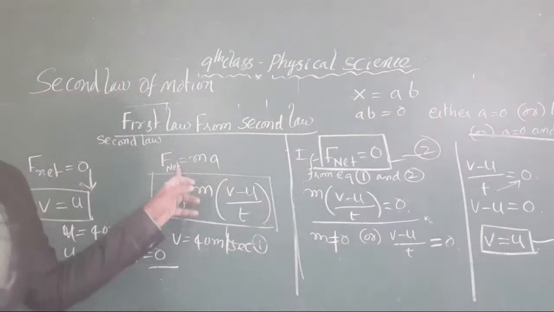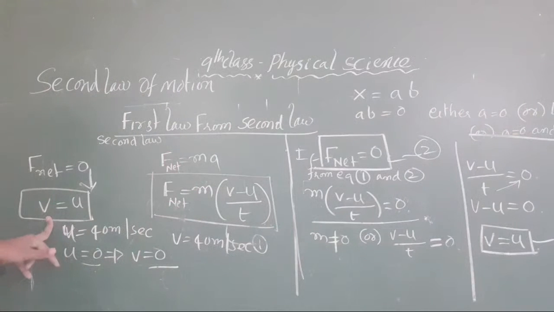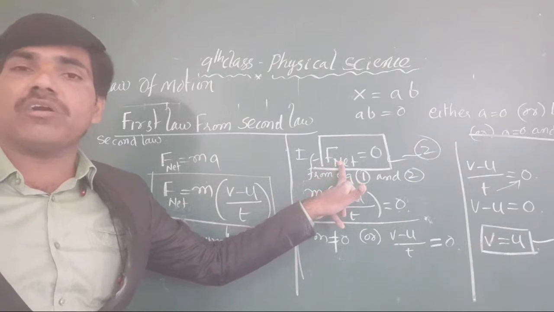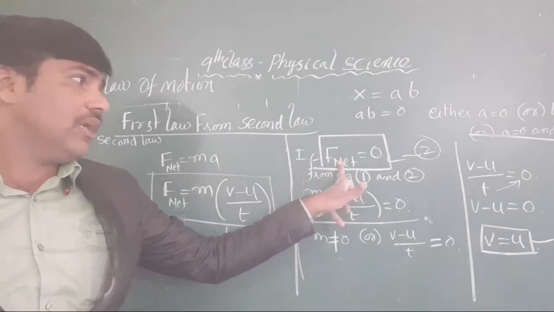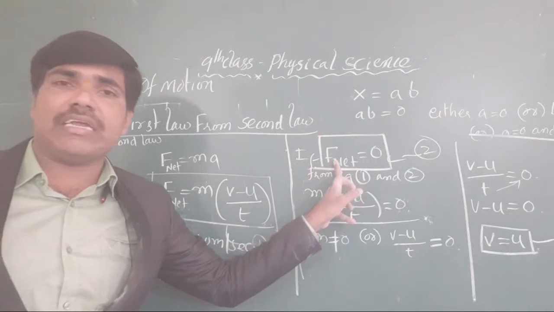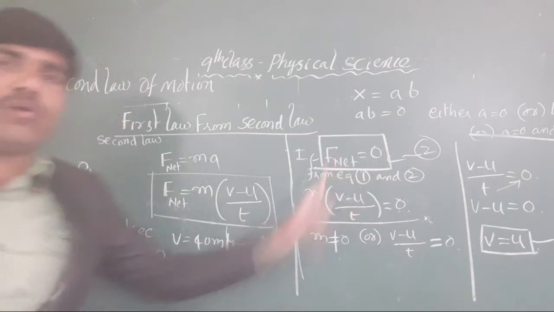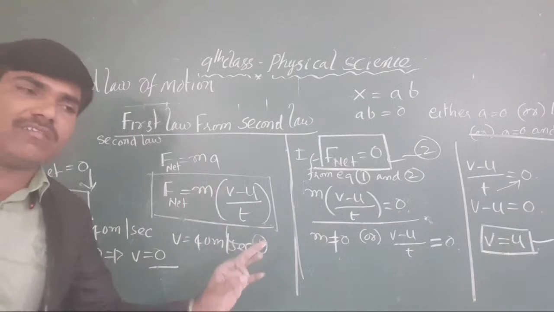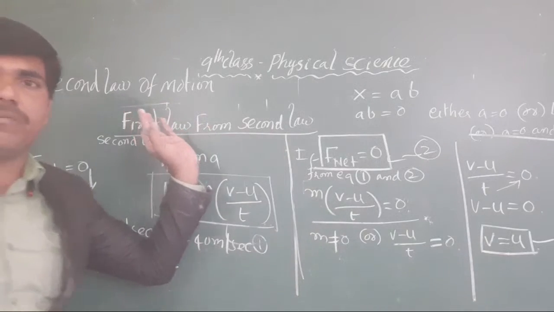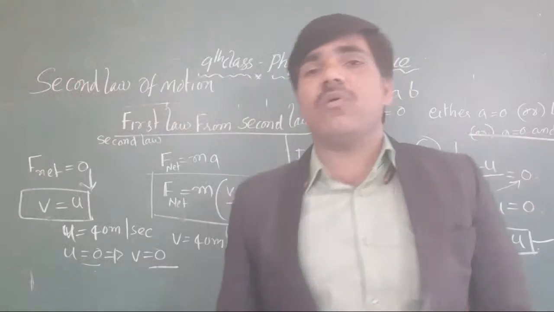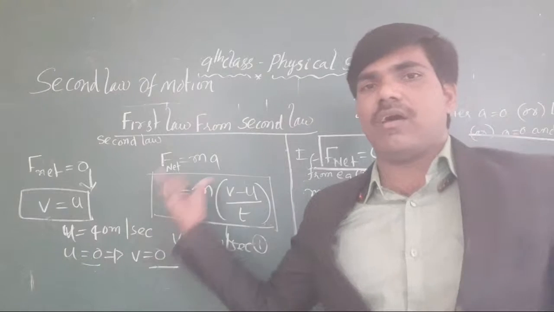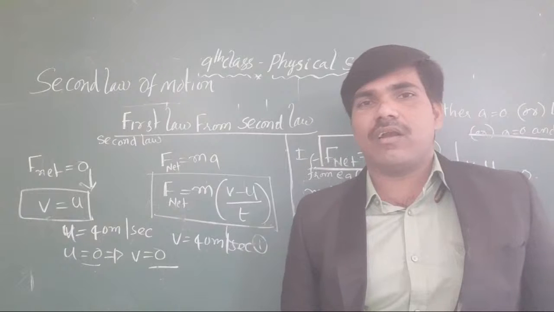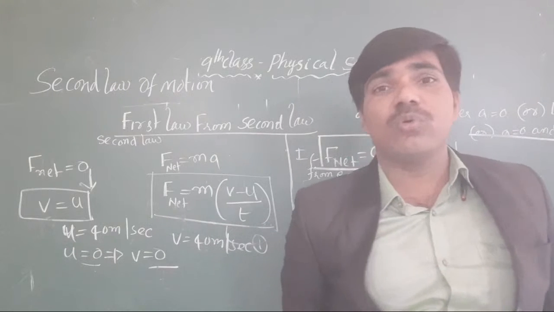Yes, F is equal to ma gives the relation V equal to u when F net is equal to 0. What you understood from this? When the net force acting on the body is 0, the final velocity is equal to the initial velocity. The body continues in its original state only. This is about our second law. The second law also gives Newton's third law.